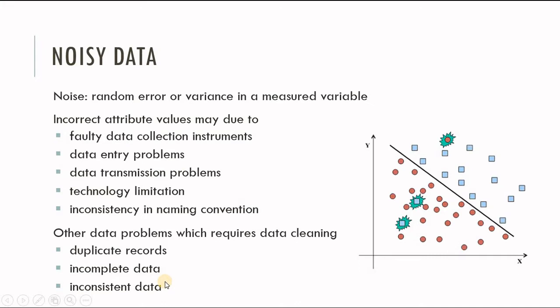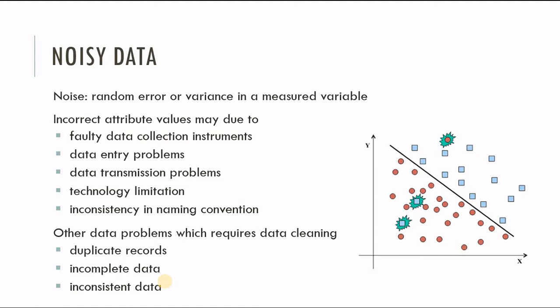Noise is a random error or a variance in a measured variable. Suppose you are measuring the temperature of your body, but the thermometer is faulty, then your measured value will be wrong. So that is the variance or the error in your measured variable. That data is wrong, which is why it becomes noise. All these types of data are also called noise.